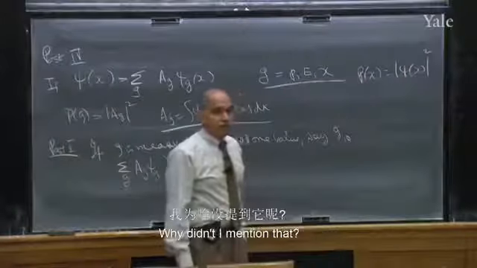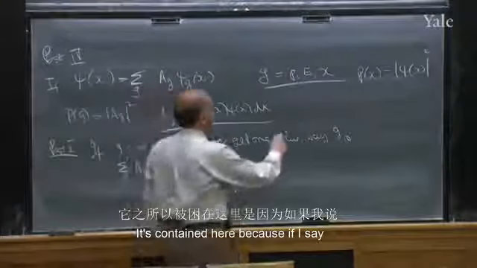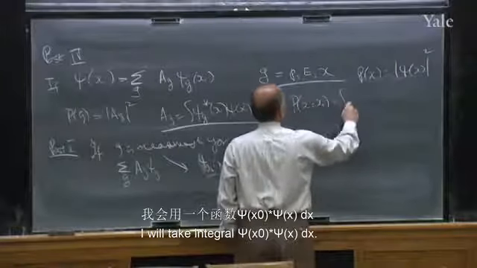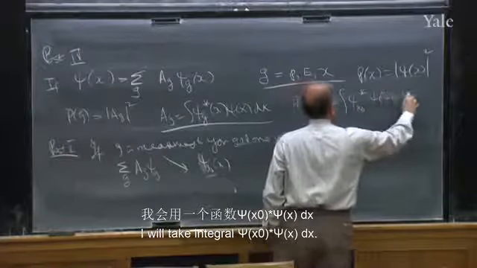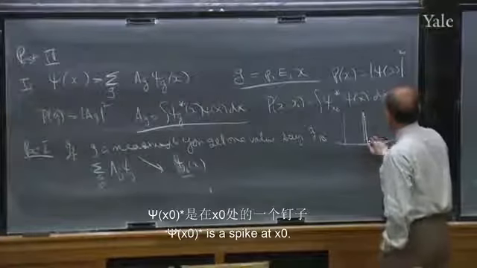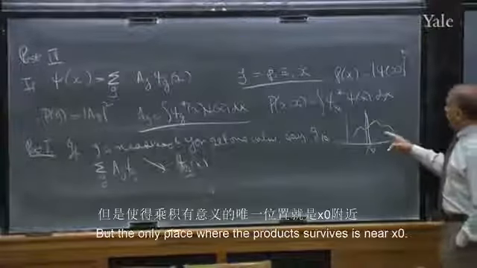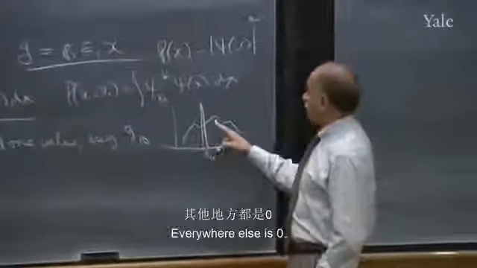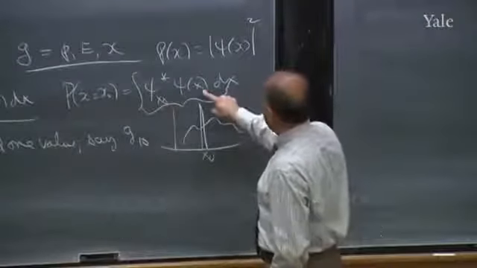Right? Why didn't I mention that? That's actually contained here. It's contained here because if I say what's the probability that x has a value x naught, I will take the integral of psi x naught star psi x dx. But look at what this is. Psi x naught star is a spike at x naught. Psi x is some function. But the only place where the product survives is near x naught. Everywhere else is 0. So the only place that the integral receives a contribution is when x is at x naught.